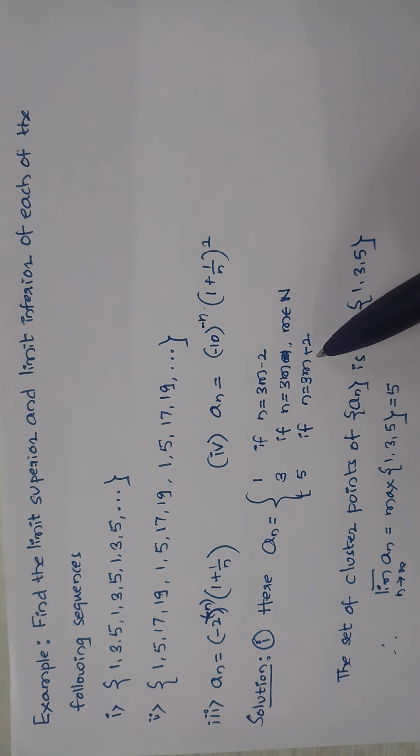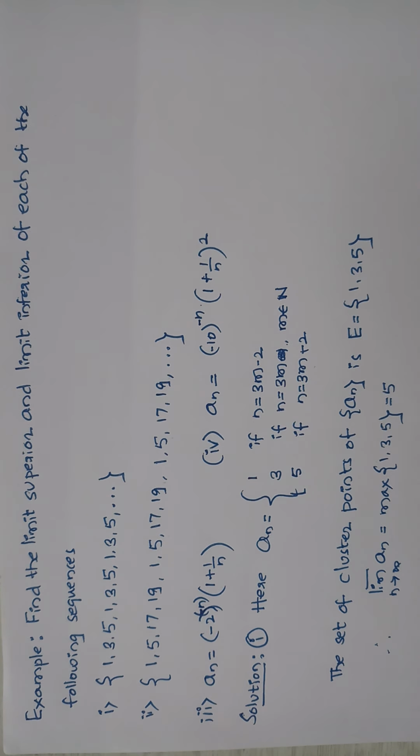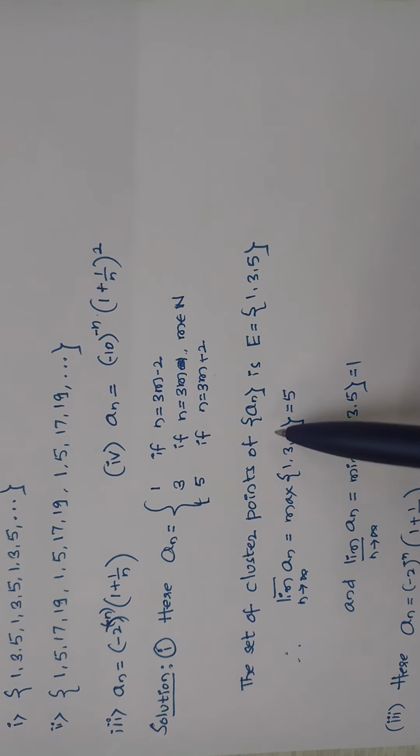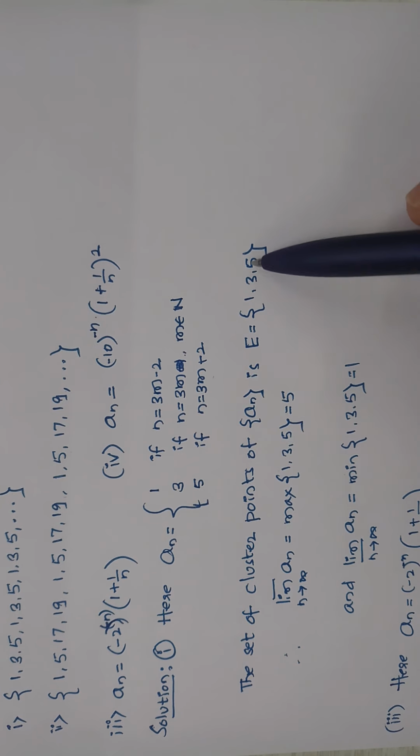When m is equal to 1 in the last case, then it will become 5. Therefore the set of cluster points of your sequence a_n is {1, 3, 5}.